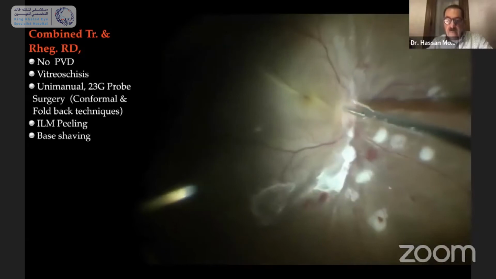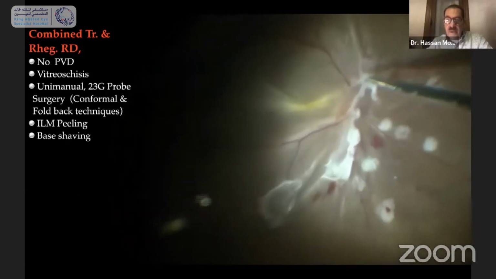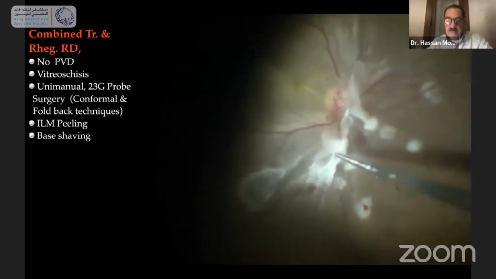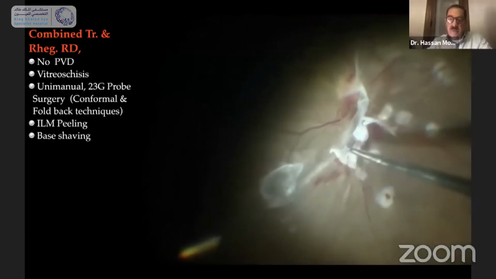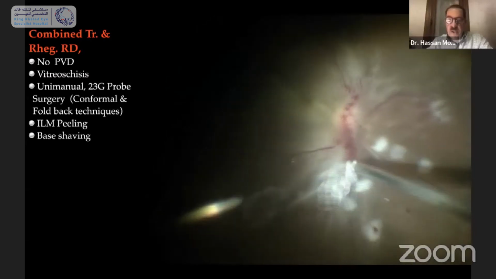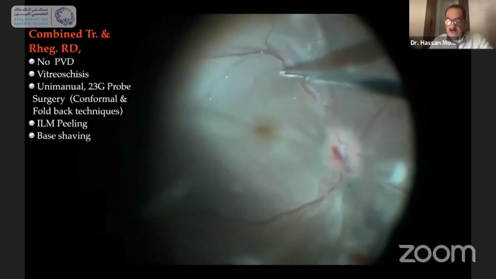Here again, the probe is used, and then the forceps is used to pull the fibrovascular tissue from the surface of the optic disc. Here I'm working centrifugally from the center to the periphery. Here again, the forceps is used, and the cutter again is used to remove all the fibrovascular tissue.